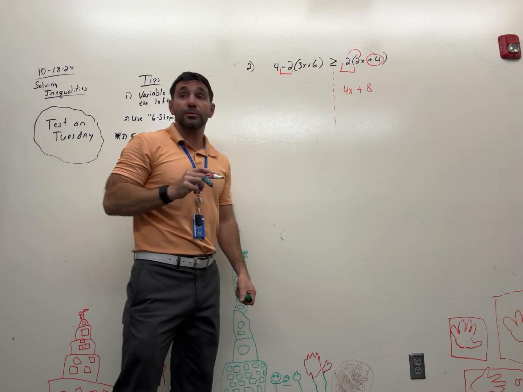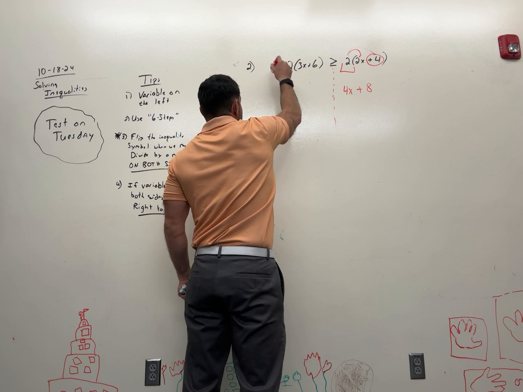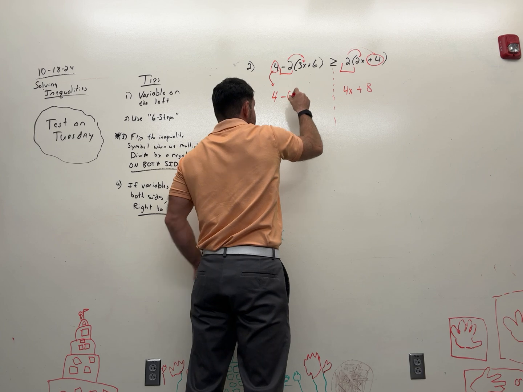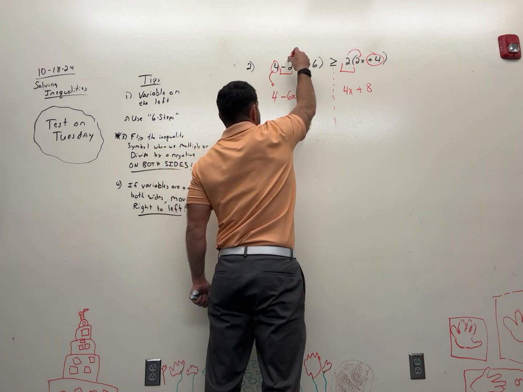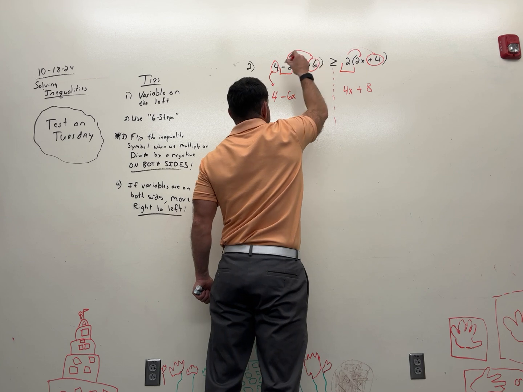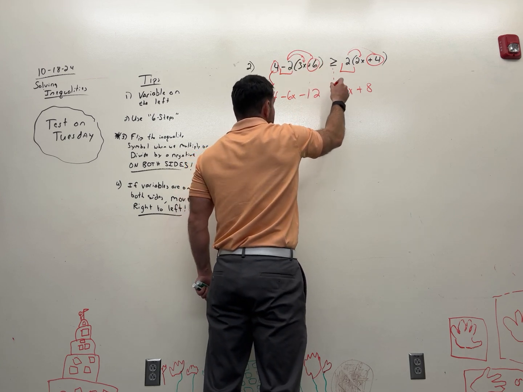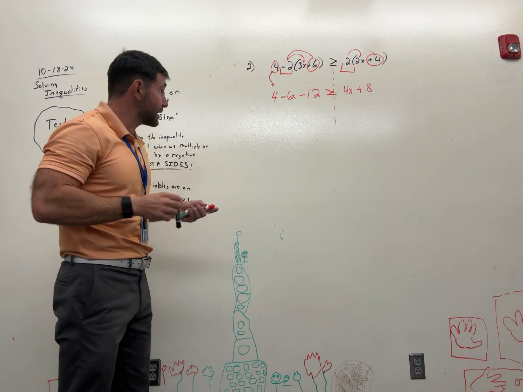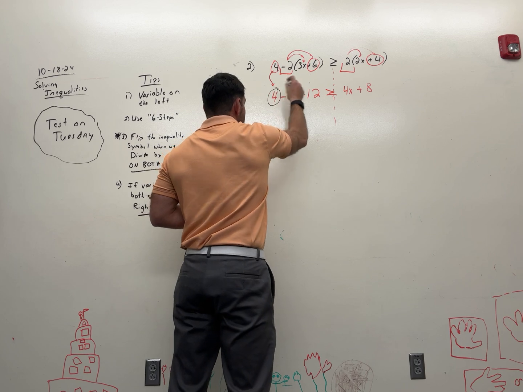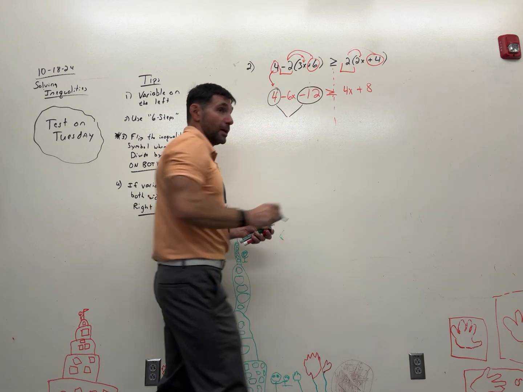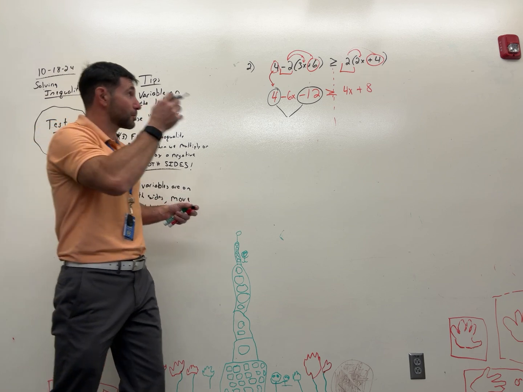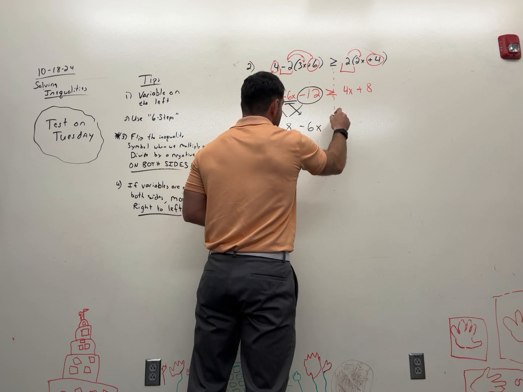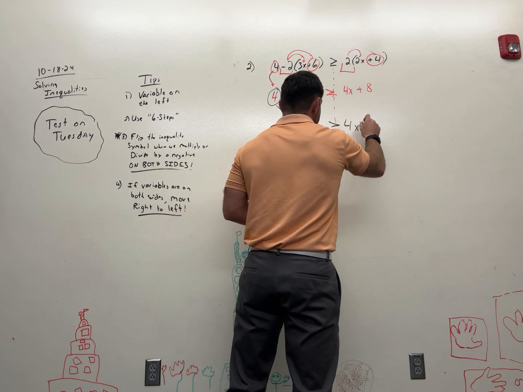Now I come over here. We only distribute what's directly in front. So the 4 comes down. -2 times 3x is -6x. And most of you did great there. Remember, that -2 also goes to the positive 6. Negative times positive is -12. So now, when we look at this, we're combining like terms on the same side. So I have 4 minus 12, and I do that in my calculator. 4 minus 12 is -8. Minus 6x is greater than or equal to 4x plus 8.